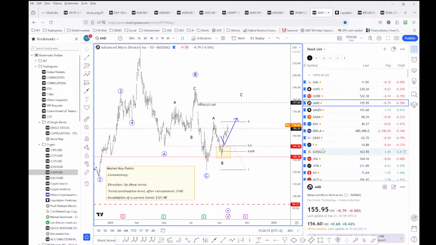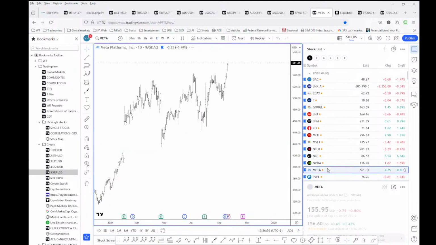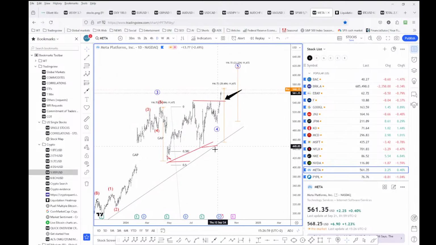What we have left, Meta, we covered this one last week as well. As you know, we've been tracking this triangle, we highlighted it a few times, and were looking for a break higher, and you can see a very nice breakaway gap actually, moving already into the first targets here around 570, but I think that even 600 is a very valid scenario.